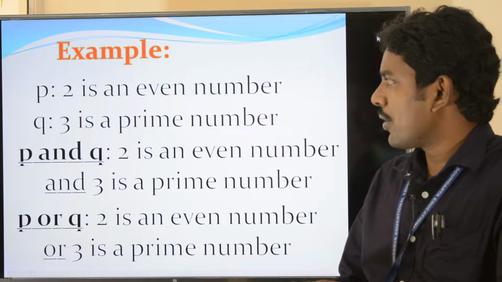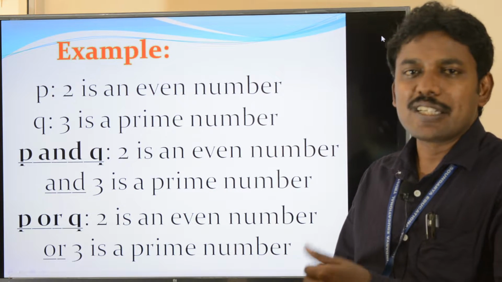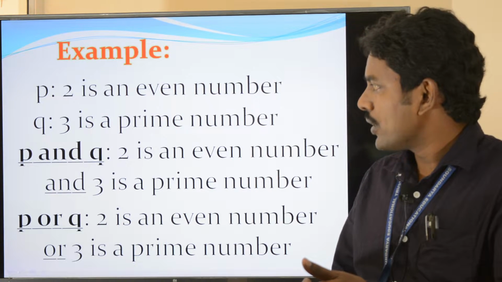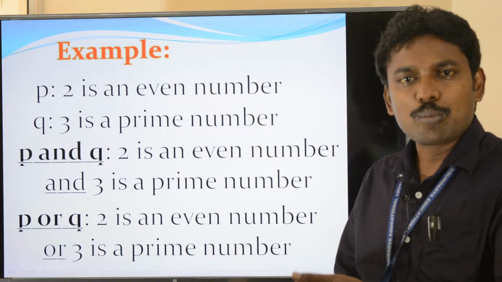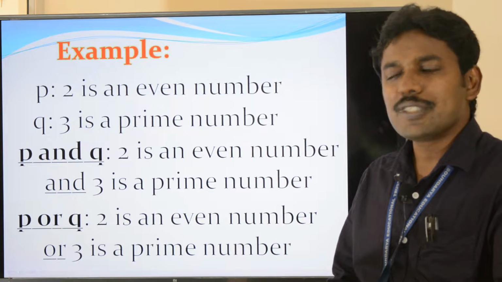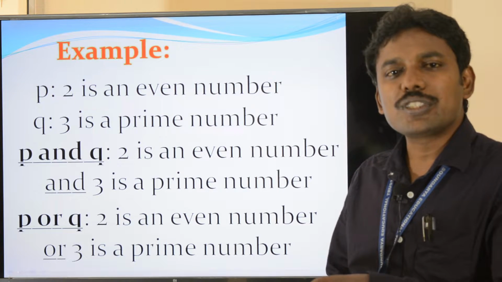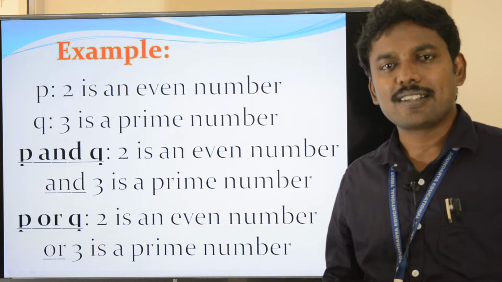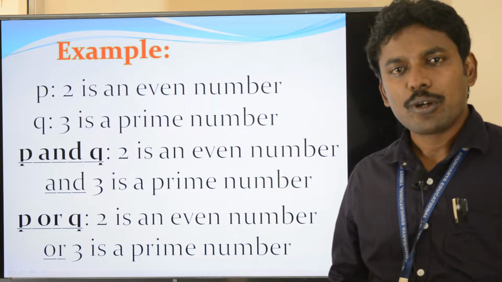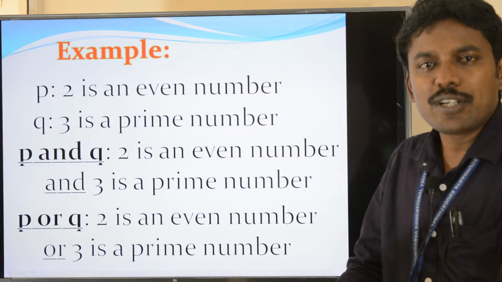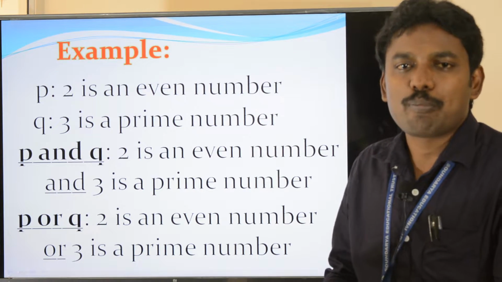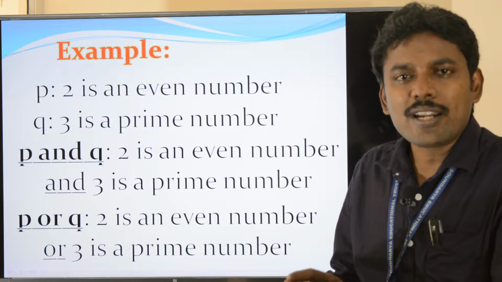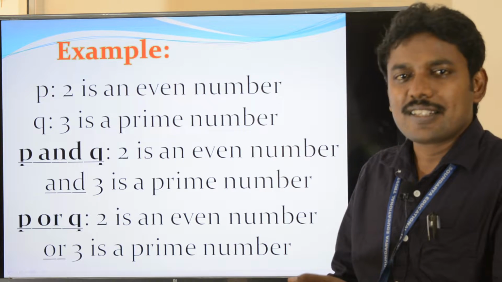So observe this example. I have taken P equal to "2 is an even number". Definitely it's a proposition and its truth value is T. And one more, Q: "3 is a prime number". Again, it's a proposition, since its truth value is F. And these two simple propositions can be connected by using a logical connector, that is "and". P and Q says 2 is an even number and 3 is a prime number. And here I have connected two propositions into one by using a logical connector, that is "and".